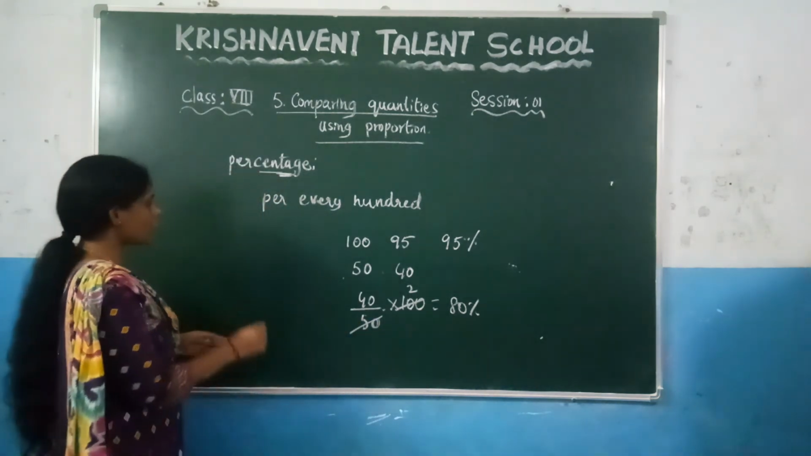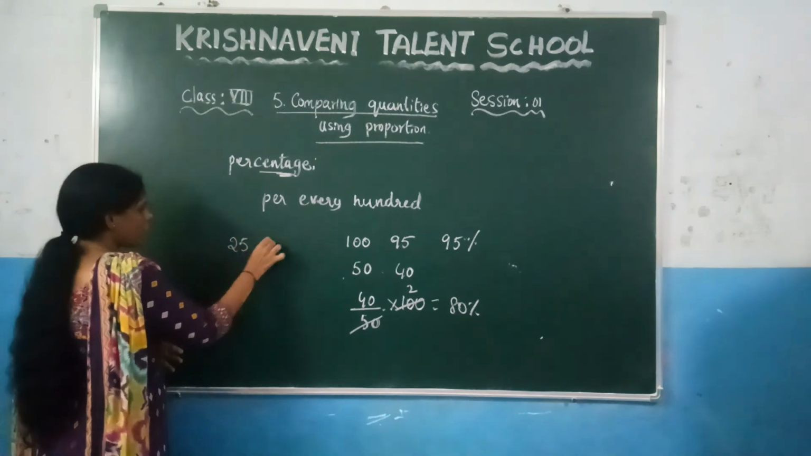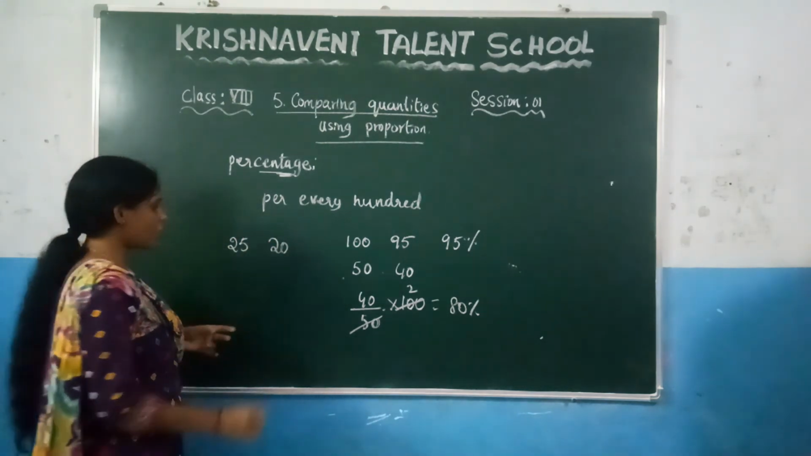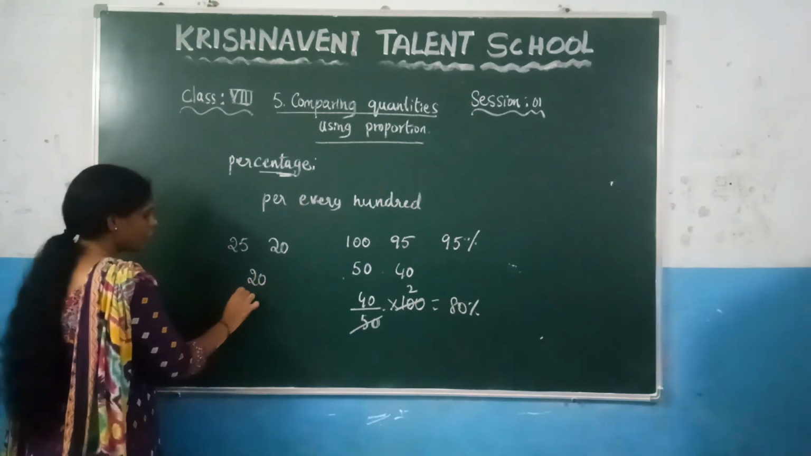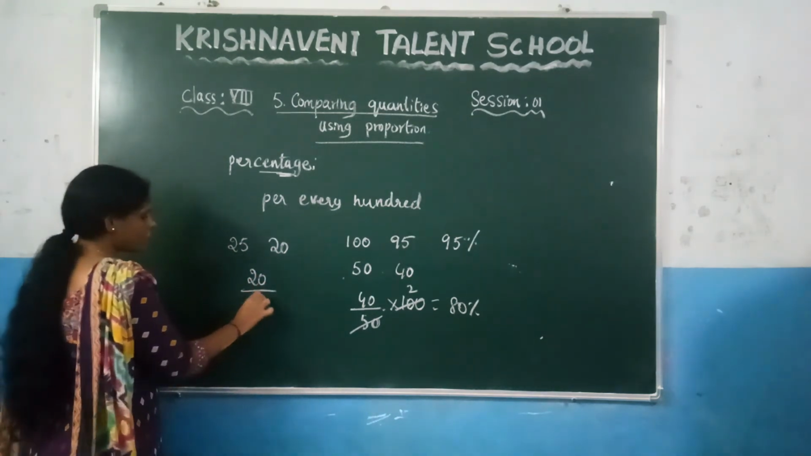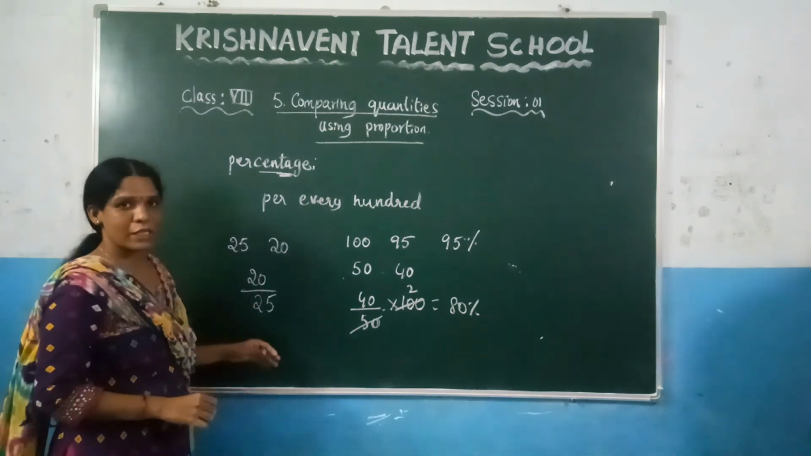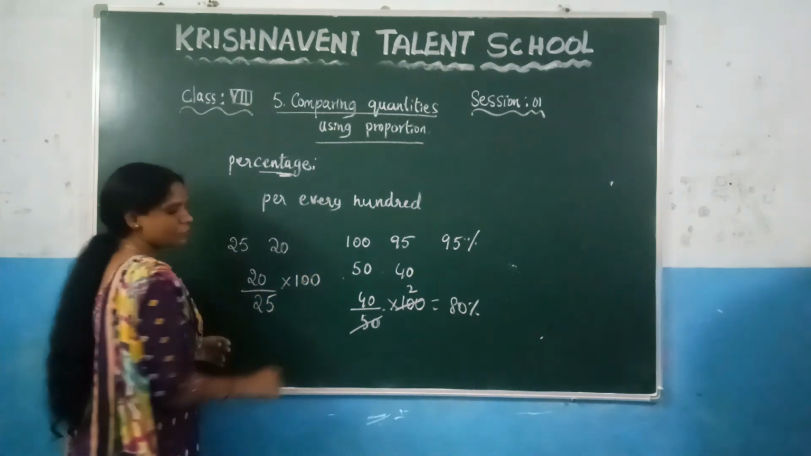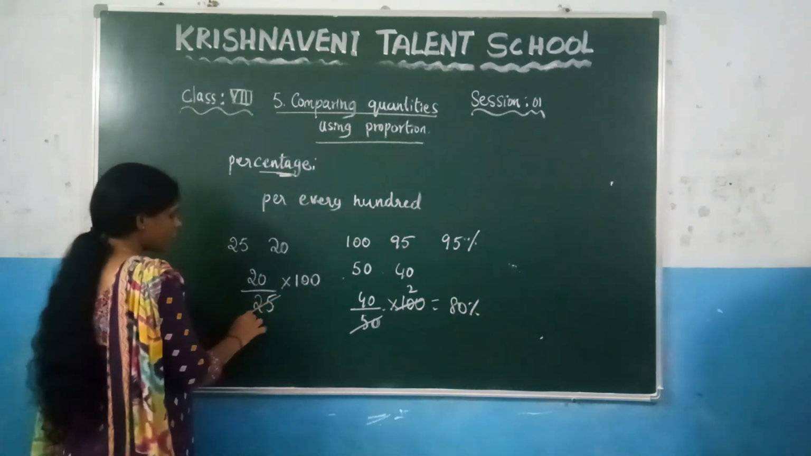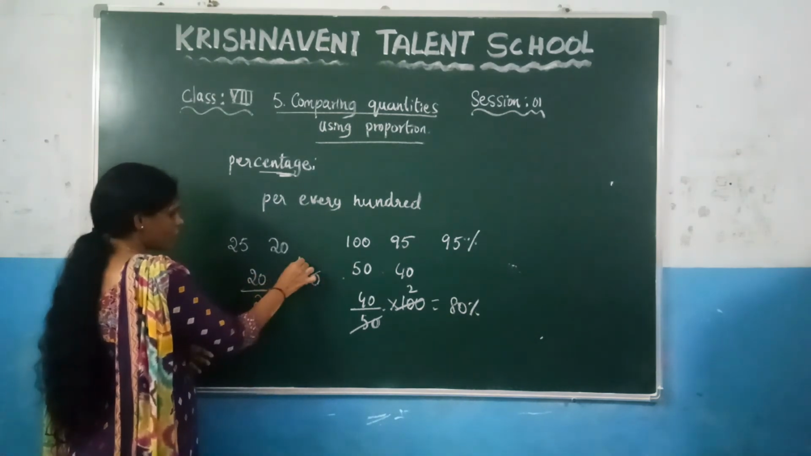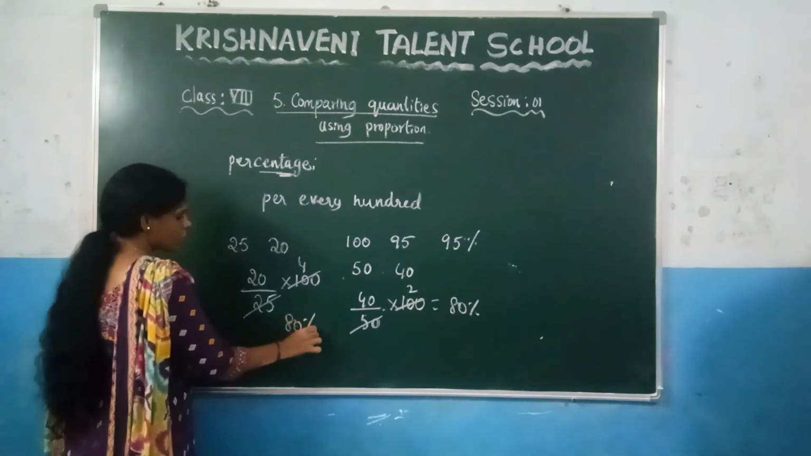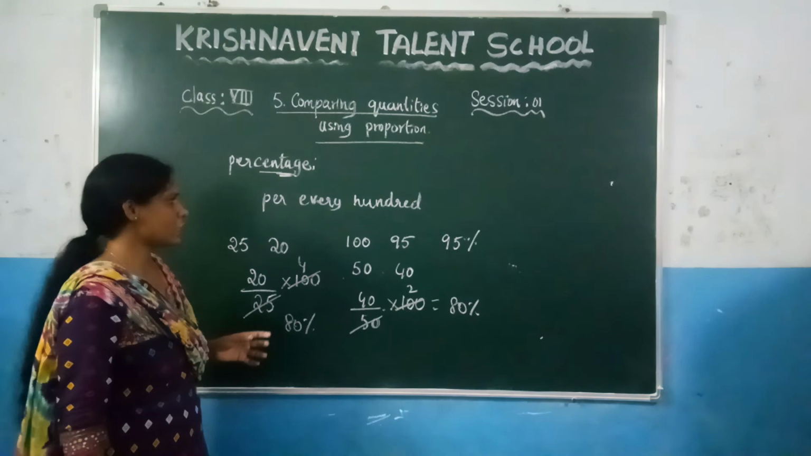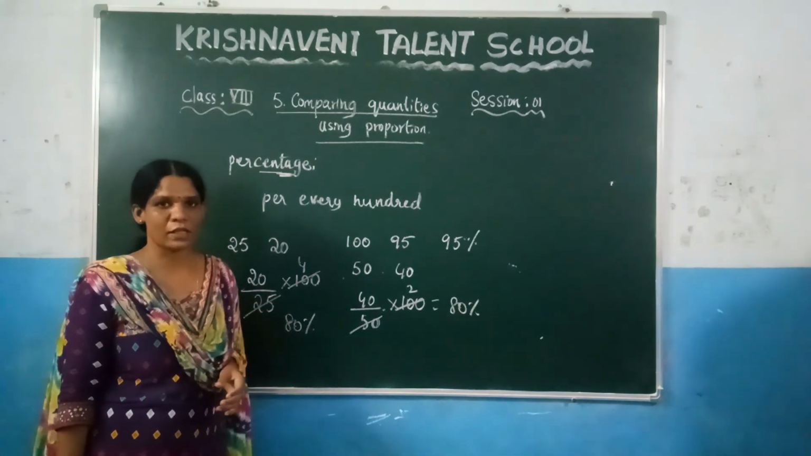Suppose the same example I took here. For 25 marks, he got 20 marks. If you want to find the percentage, how many marks did he get? 20. Out of how many marks? Out of 25 marks. Since we want to convert into the percentage, you need to multiply with 100. And again, 25 fours, what is the value of 40 into 2? Which is 80%. Like that you can convert into the percentage. Percentage is nothing but per every 100.